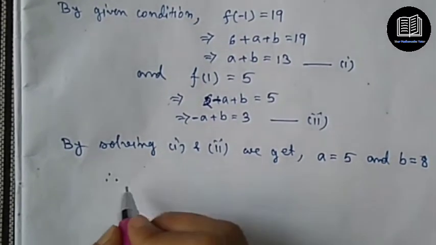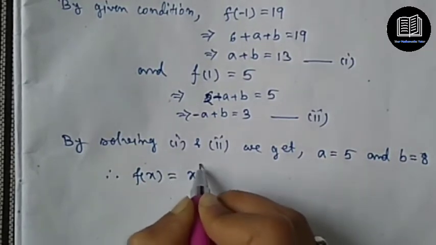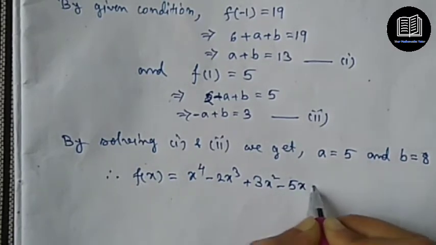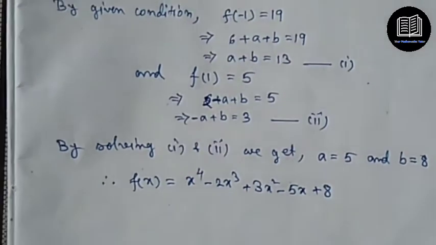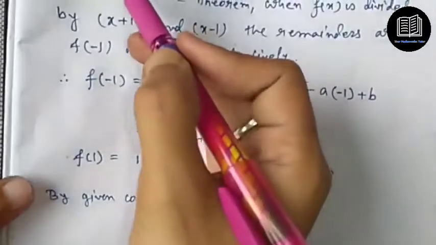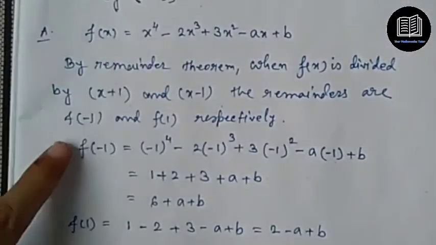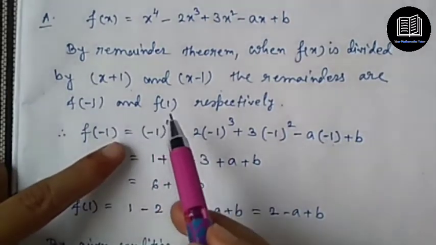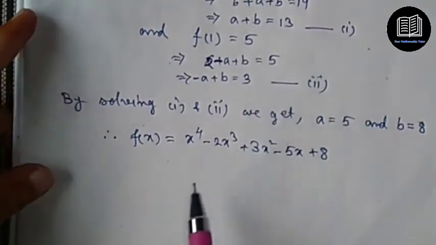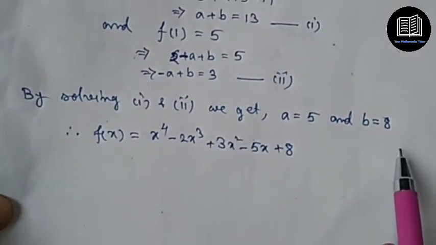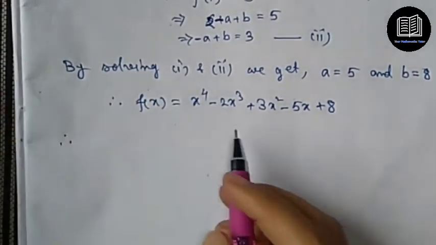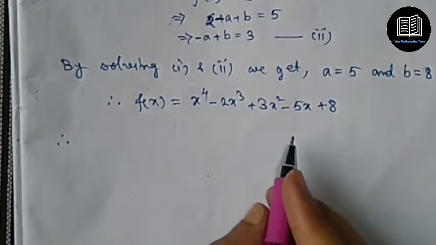Therefore f(x) becomes x to the power 4 minus 2x cube plus 3x square minus 5x plus 8. Look, first f(x) is given, we find the remainders f of minus 1 and f of 1. Then solving the equations, we get the value of a as 5 and b as 8. So we get our f(x). Now when f(x) is divided by x minus 3, the remainder must be f of 3.